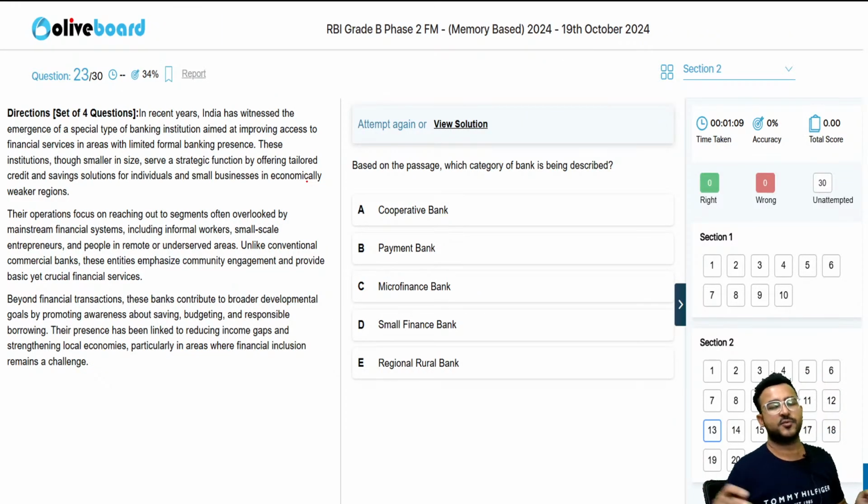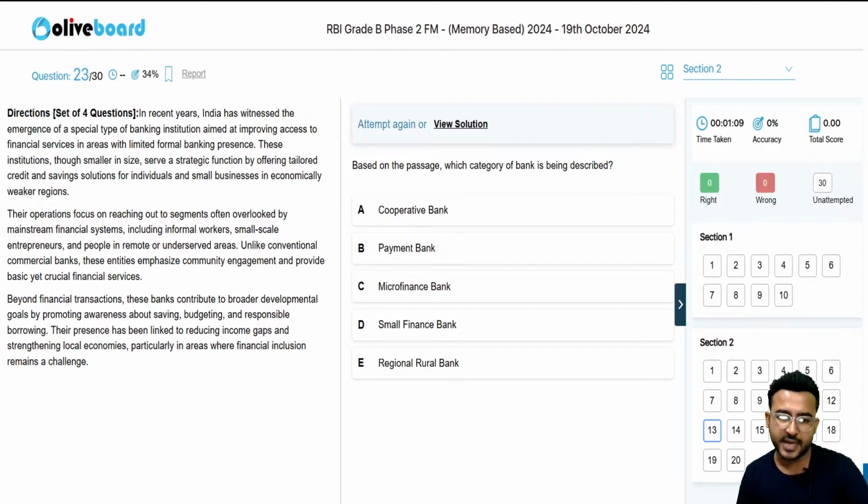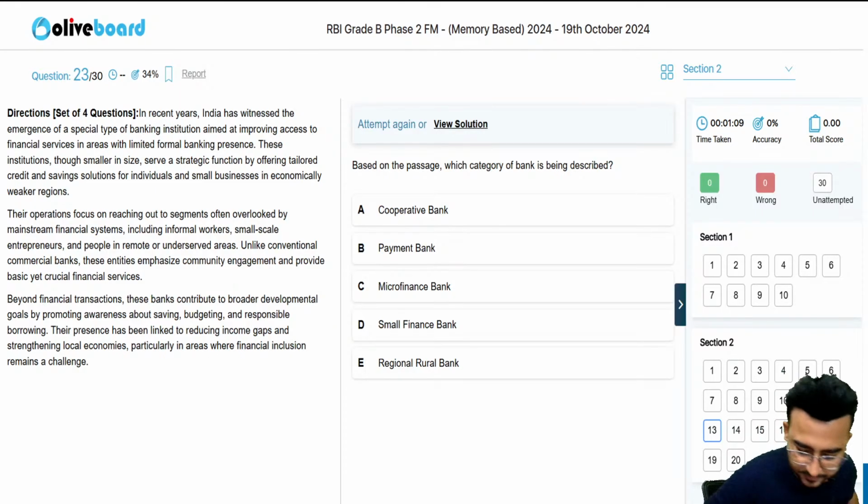So here is the first question for you guys based on the para. Which category of bank is being described here? Cooperative banks, payment banks, microfinance bank, small finance bank, or regional rural bank? What do you think, guys? Should be the correct choice.